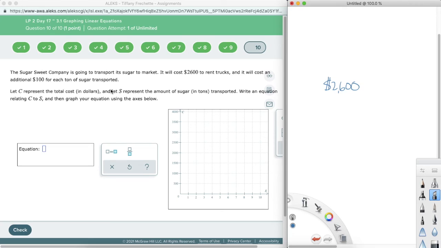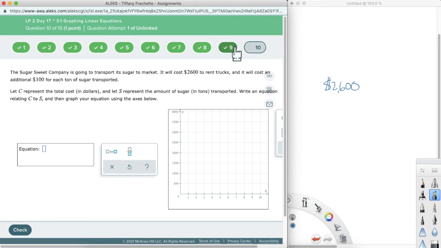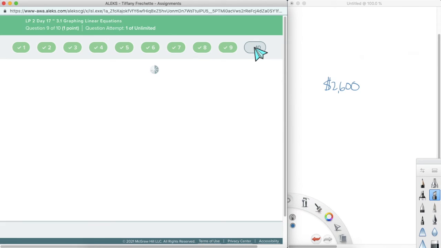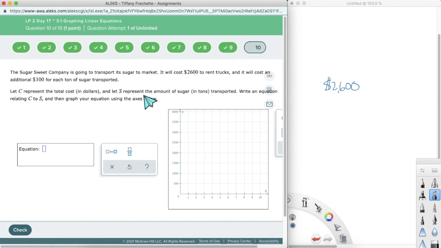So maybe this could even be the exact same company, because I'm pretty sure the other one was Sugar Sweet as well. I'm just curious. I'm going to go back and look really quick. Yep, Sugar Sweet as well. But maybe they found a better price now for running the truck, because obviously this is quite a bit cheaper.